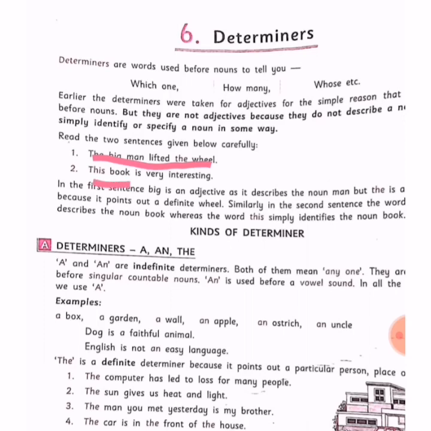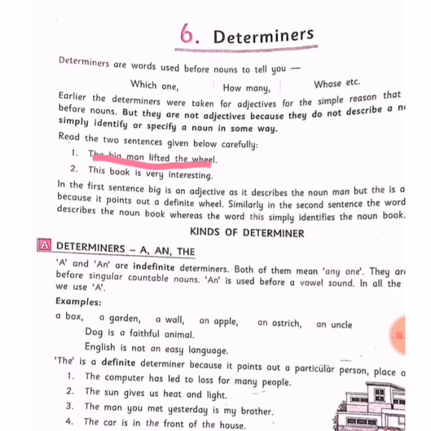This book is very interesting. Now here, this book. So this is what? This is the determiner. Understood? Now in the first sentence, big is an adjective as it describes the noun, but the is a determiner because it points out a definite, particular wheel. Similarly, in the second sentence, the word interesting describes the noun book, whereas the word this simply identifies the noun book, meaning this particular book. So here this is a determiner.